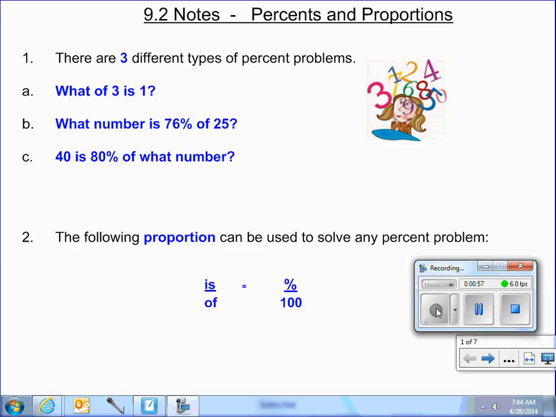Is will always be your numerator. Of will be your denominator. So whatever number is by the word is will be your numerator, and whatever number is by the word of is your denominator.